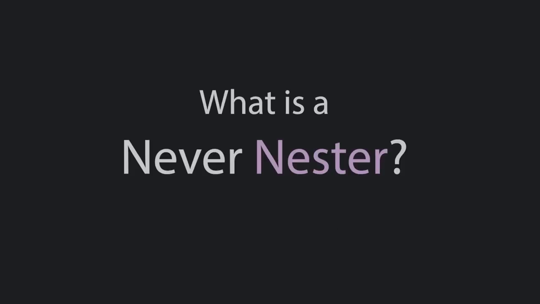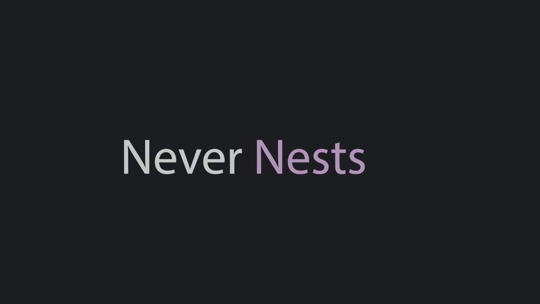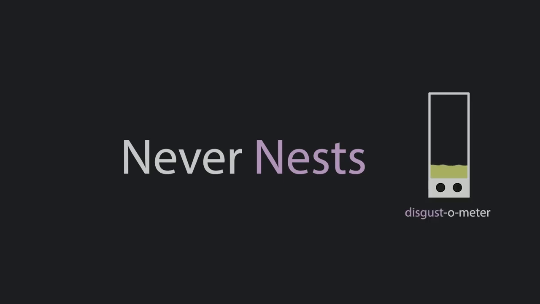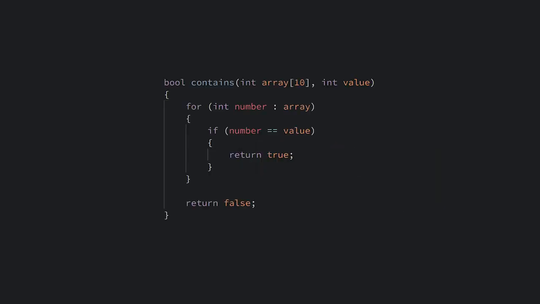You might be wondering, well, what is a never nester? A never nester never nests their code. Okay, not never, but we do have a disgustometer which grows uncontrollably as the number of tabs go up. Nesting code is when you add more inner blocks to a function. We'll consider each open brace to be adding one more depth to the function.